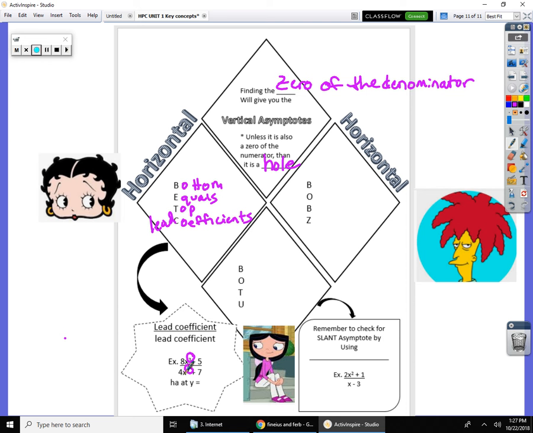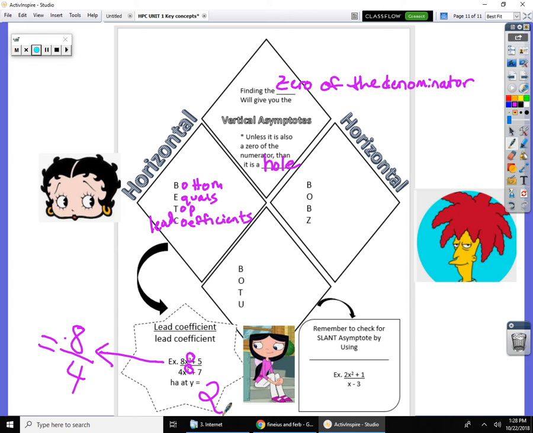So I'm going to focus on the coefficients. So what is the coefficient of the numerator? What is the coefficient of the denominator? 4. So my horizontal asymptote is going to be at 2. Okay? My friends Betsy, Bobs, and Botu help me find the horizontal. The vertical I simply solve for the denominator. Okay? Let's move on to Bob's.